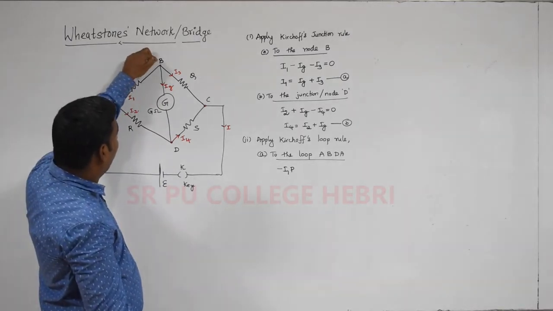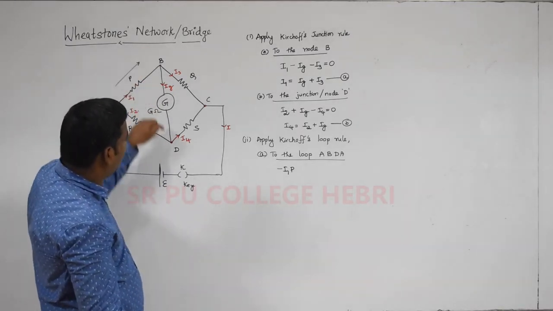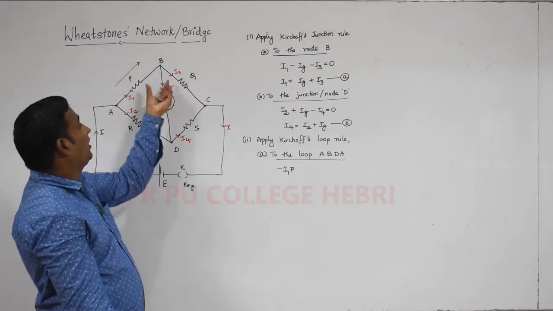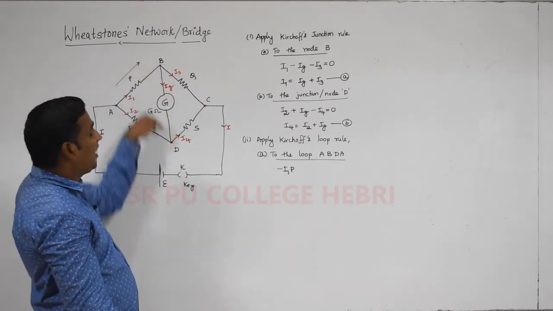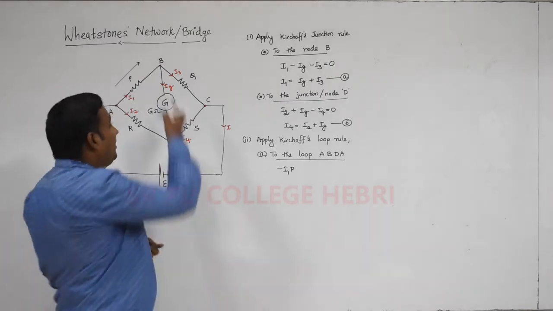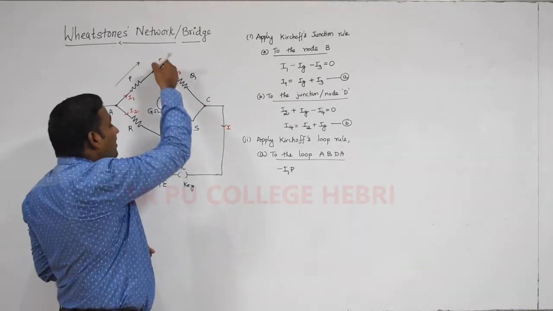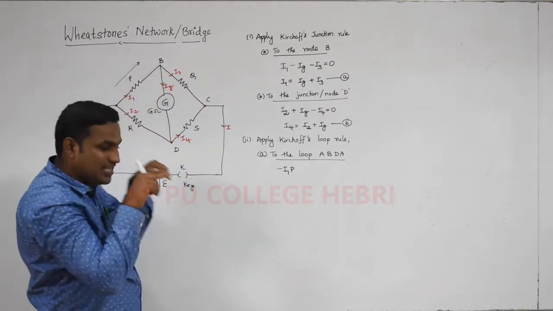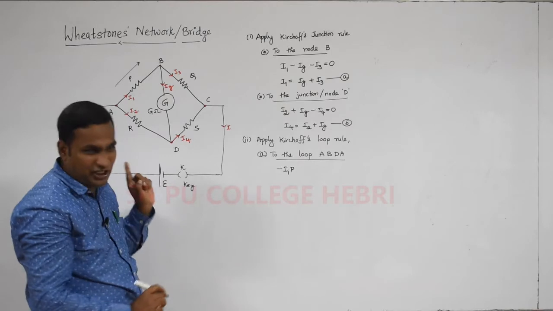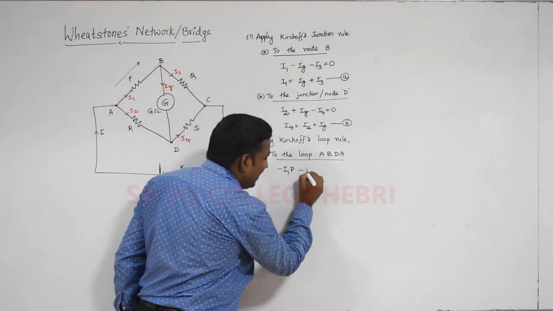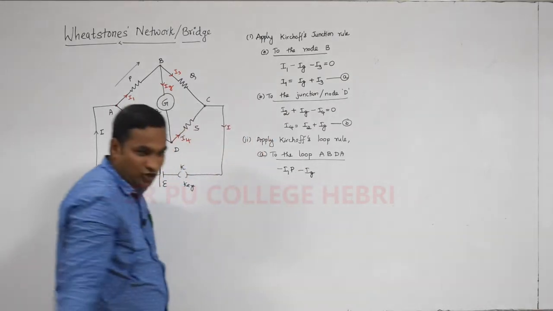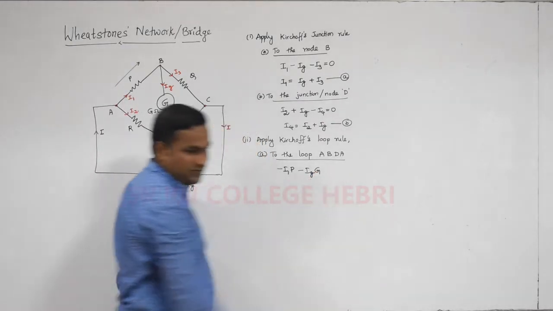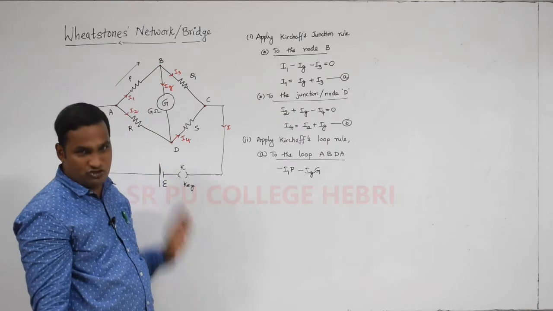Next you have to move from B to D. It is my path. If I move from B to D, automatically direction of current and my path both are same. I am moving from B to D, current is also flowing from B to D, automatically both are in the same direction. Then you have to take negative, it becomes minus IG, current flowing through a galvanometer. Resistance of a galvanometer is G.